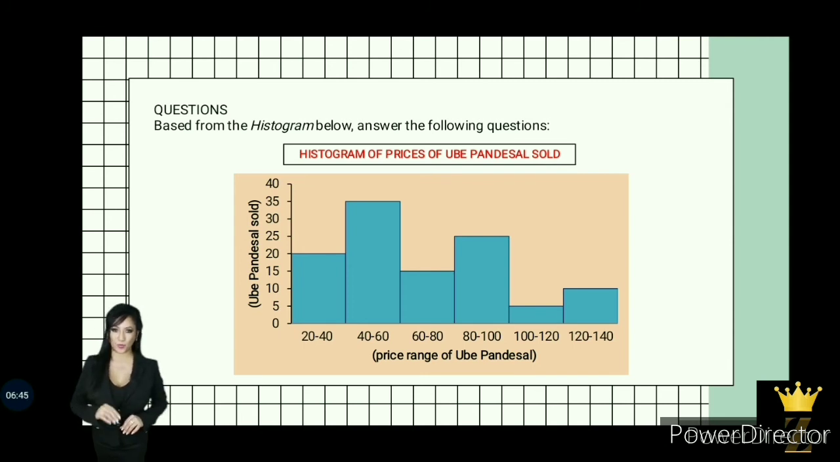Now we just have to draw the appropriate bars for each class interval. For the range 20 to 40, the frequency is 20. So based on the scale, we draw a bar of length 4 centimeters and we continue the process till we reach the last range. This is now the histogram.